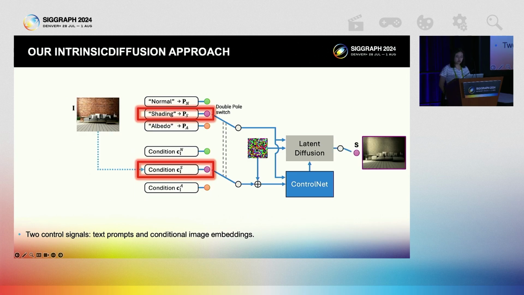During inference, the model generates different intrinsic image layers based on different control signals. As shown, when we provide the model with a shading text prompt and a conditional embedding for shading, it generates a shading image accordingly. If given other text prompts and a conditional embedding, the model can generate images in the other two domains. Using this control scheme, we only need to train one joint model to predict consistent images in three different domains.